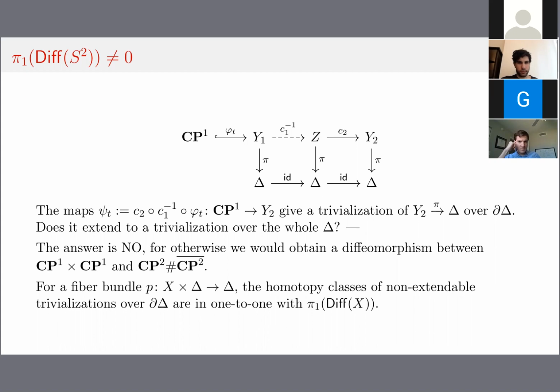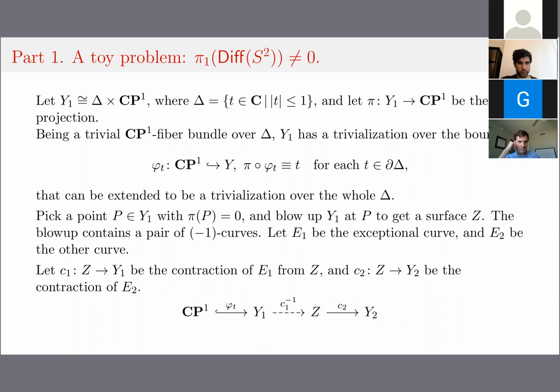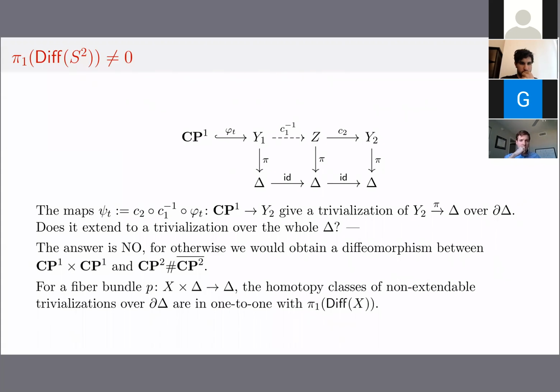Well, this is because you can place Y1 in S2 times S2. You can place a bundle over the disk to be a piece of an S2 bundle over S2. And when you do this blow-up and contraction thing, you will get a different complex surface. You will get the blow-up of S2.